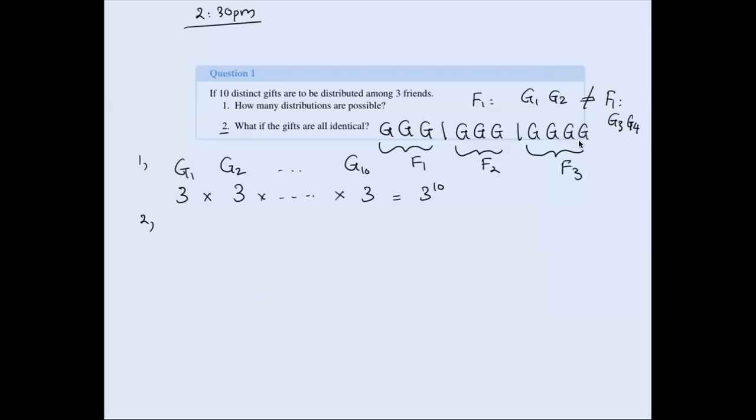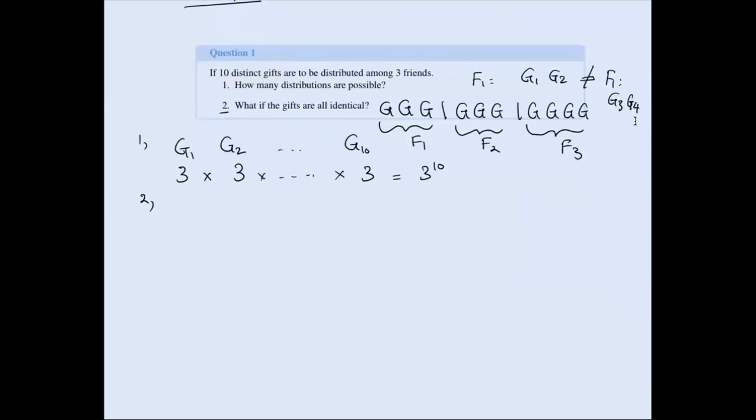Let's see, I see another student answer: permutation. That would be true if you think of each friend just receiving 1 gift, then that answer would be true. But here we want to distribute all the 10 gifts to the friends. Move on to the second question.